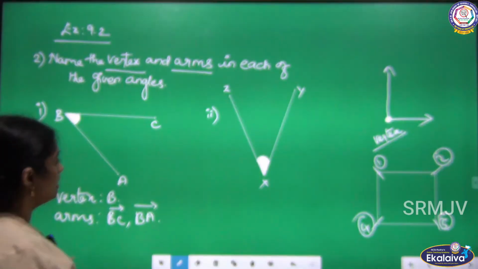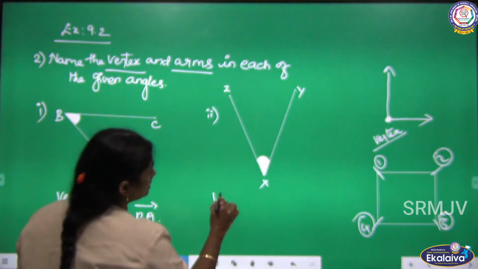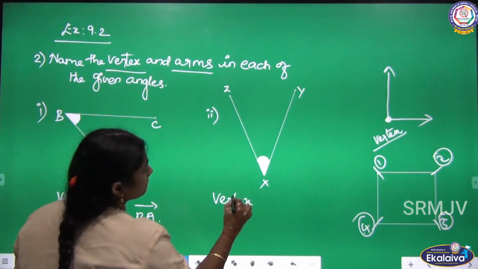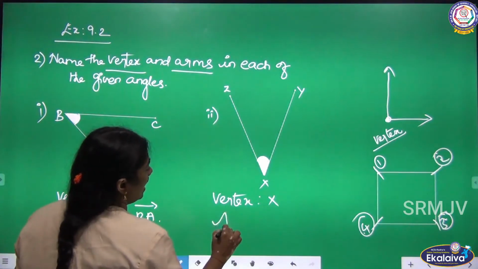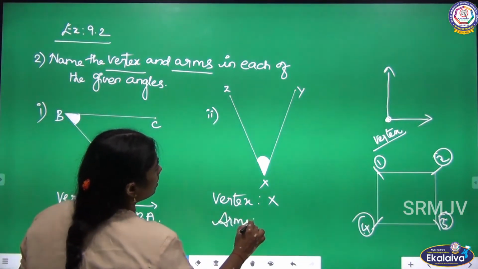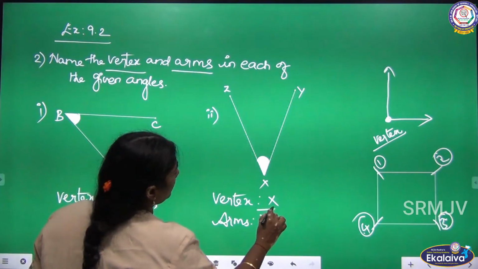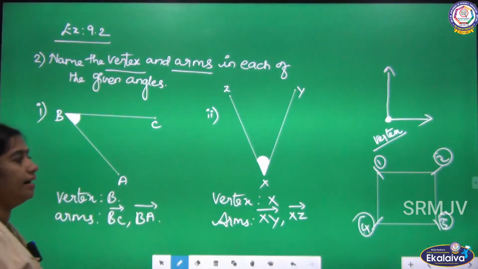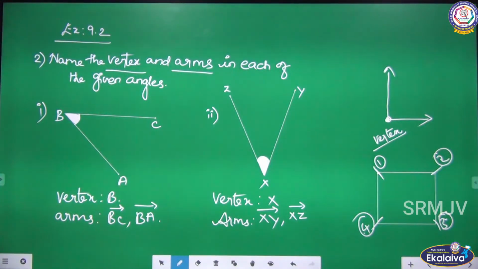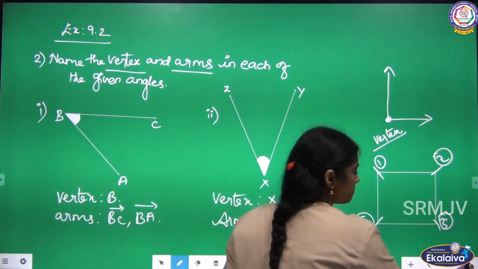Can you clear this? So here, what is the vertex, children? What is the vertex here? X is your vertex. And what are your arms here? XY and XZ are your arms. Got it? Shall I move on to the next one, children?